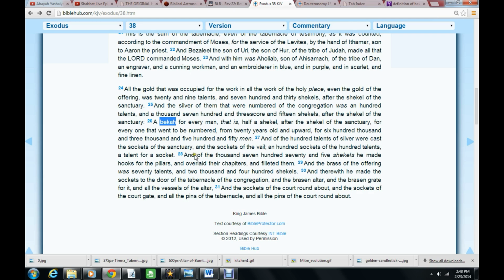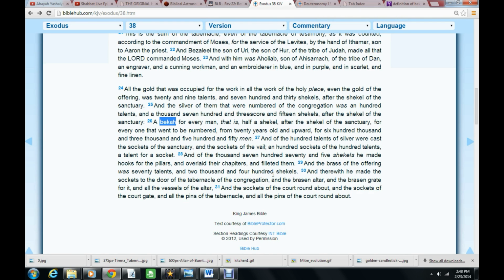And the sockets of the veil, 100 sockets of the 100 talents. A talent for a socket. So a gold or silver per socket. And of the 1,775 shekels he made hooks for the pillars, and overlaid their chapiters, and filleted them.